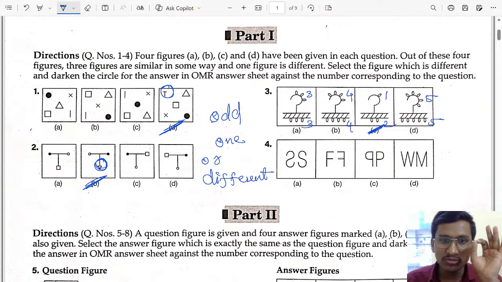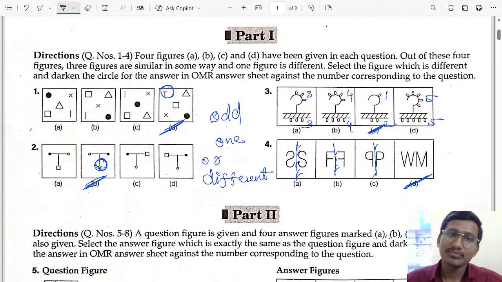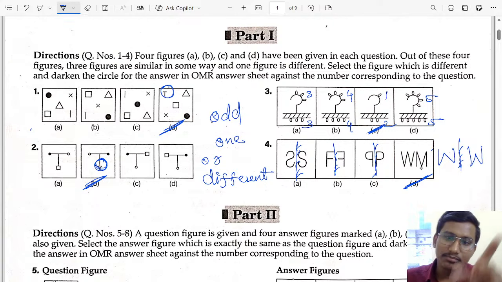Now for the fourth, this is a mirror image. Here it is S. If you take the mirror image, it will look like this, and then F will look like this mirror image, and here P will look like this mirror image. W is a different one, right? If you take the mirror image of W, it will be W only. So that is why it became M. That is the answer, option D for the fourth.